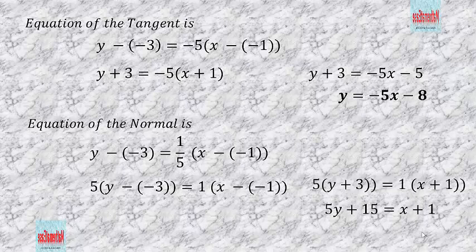I can simplify it further to be 5y plus 15 is equal to x plus 1. Then I collect like terms. I have this as my final answer. 5y is equal to x minus 14.